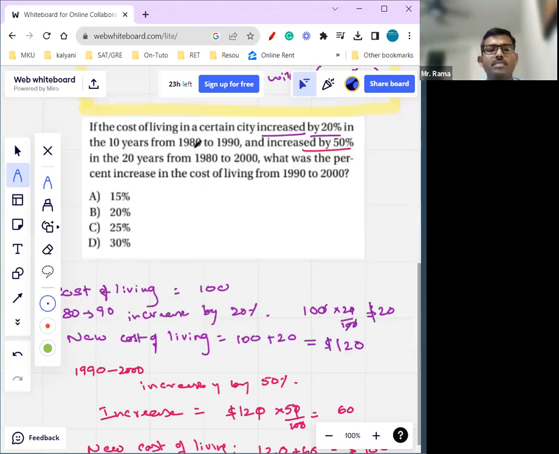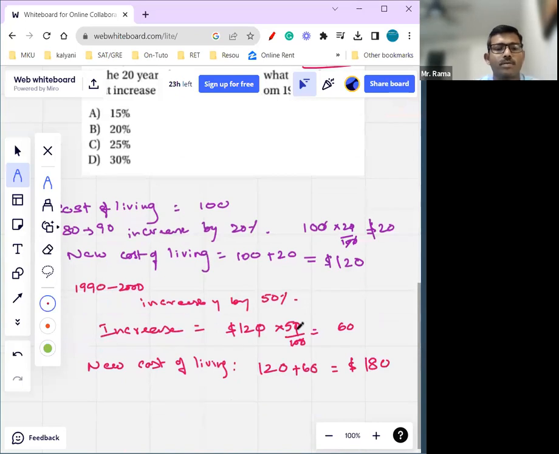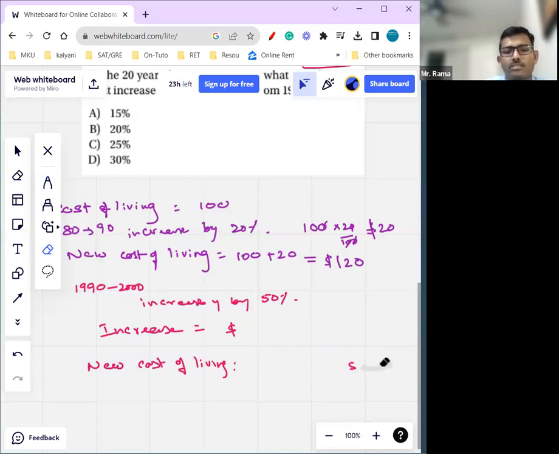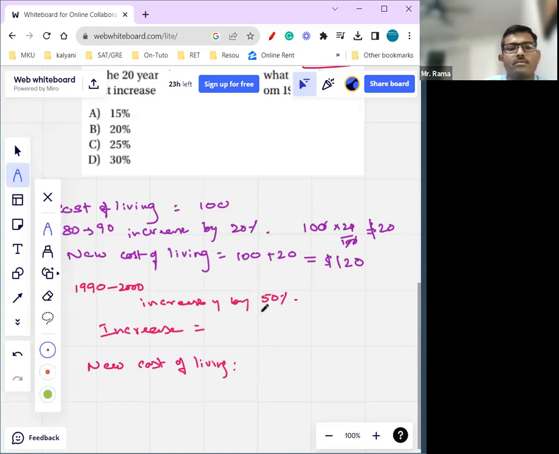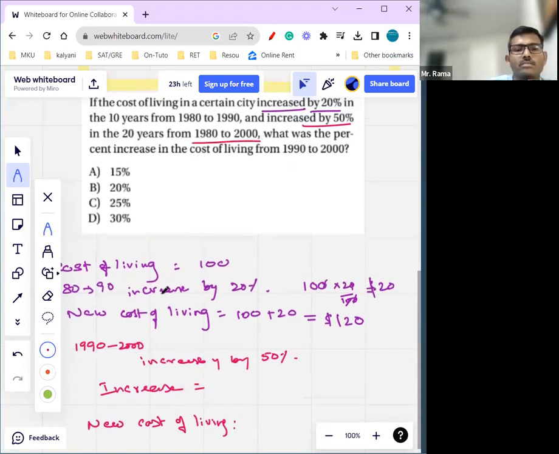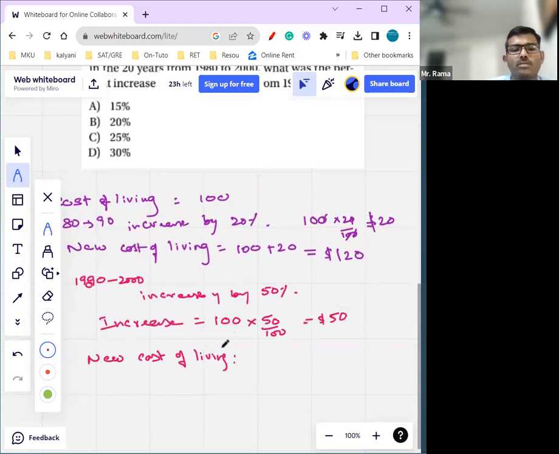So 1980 is like 100. My mistake is right here. I'm going to erase that one. Definitely there's a mistake right here, so I'm going to erase this little piece. That's the reason we need to be very careful with these questions. Now, a 50% increase from 1980 to 2000. If it is $100 in 1980, the increase is 50%, that means 50 over 100 times 100. So that's a $50 increase. So $50 means the new living cost is 150. So from 1980 to 2000, all the way there.